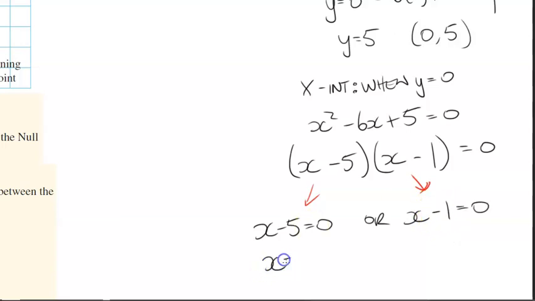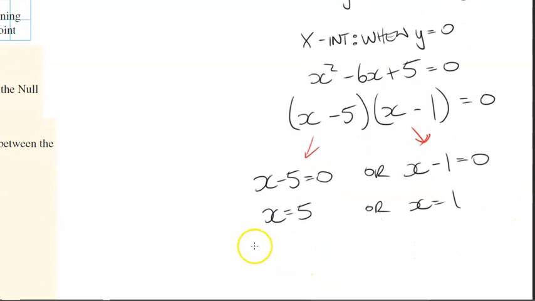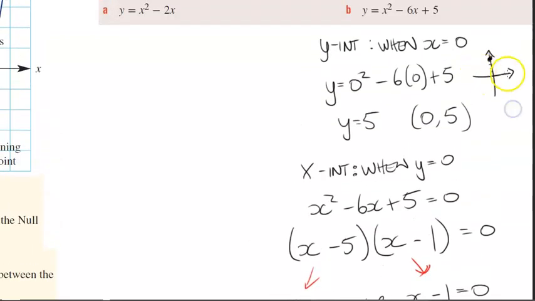So x can either equal 5 or x can equal 1. So we have 2 points, (5, 0) or (1, 0). These are the 2 x-intercepts that will happen at (1, 0) or (5, 0). So (1, 0) is here and (5, 0) is here. There are our x-intercepts. So we're expecting the graph roughly to look like that.